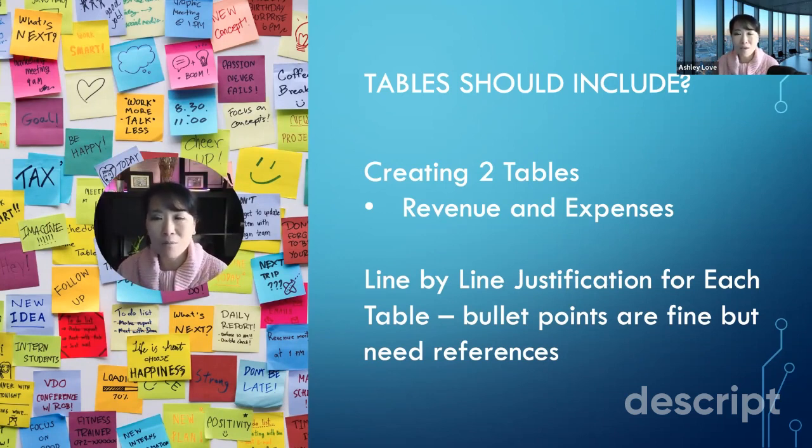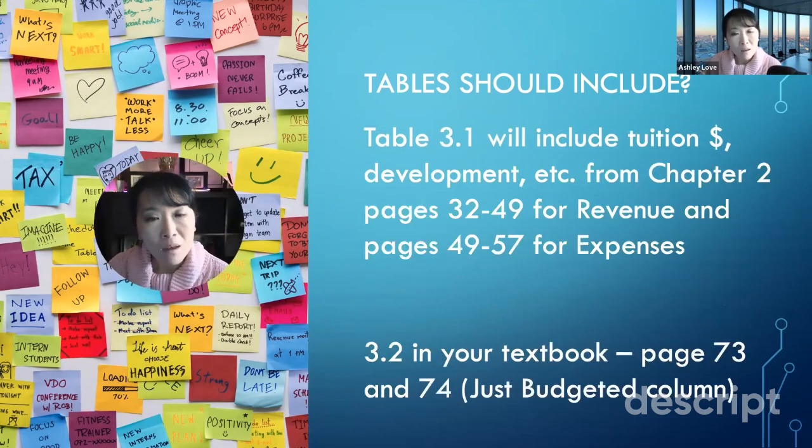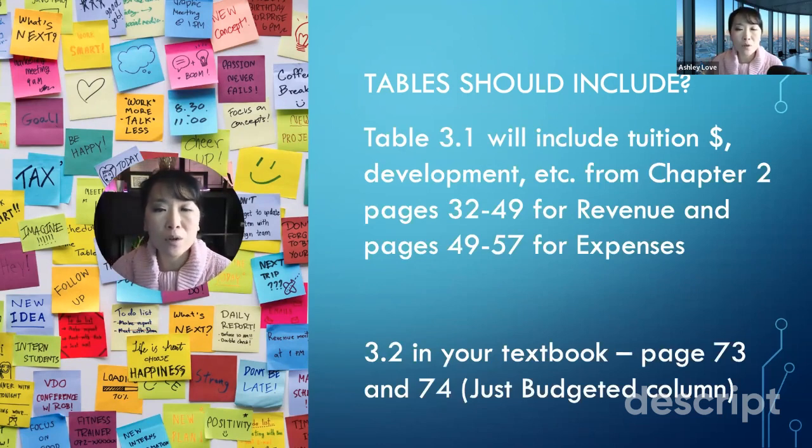Some of the things that you may include in your revenue and expenses may be very similar to each other in this case. And then after each of the tables, you're going to have line by line justification for each table. Bullet points are fine, one sentence is fine, and I'll give you an example. The first table will include revenue, what's coming in. You'll include tuition, dollars, development, etc. from chapter 2.